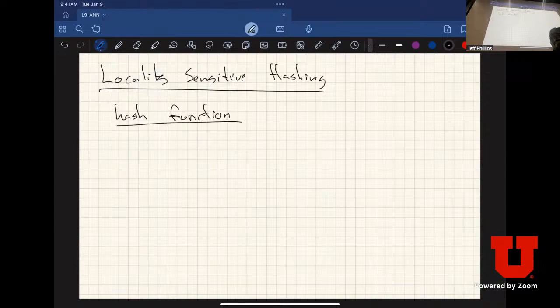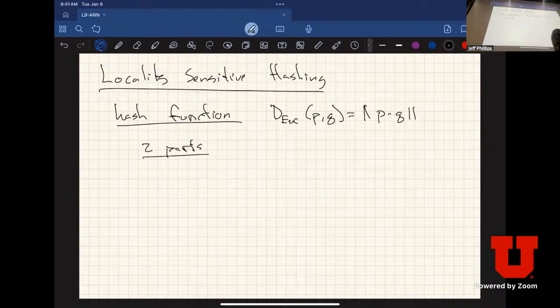So for d Euclidean, for P and Q, where we often write the distance as the norm between P and Q, I want a locality-sensitive hash function, and this is going to have two parts.